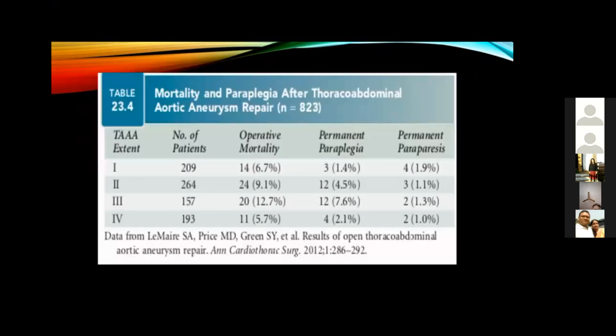So now mortality and paraplegia after thoracoabdominal aortic aneurysm repair, from a neuro complication point of view, TAAA extent 1, 2, 3, 4. Now see, the operative mortality is 6.7% in TAAA extent 1, 9.1 in extent 2, 12.7 in extent 3, and 5.7 in extent 4. But the permanent paraplegia or permanent paraparesis is huge.